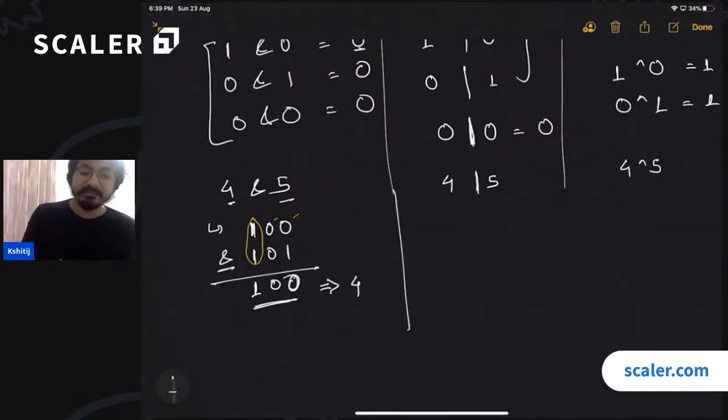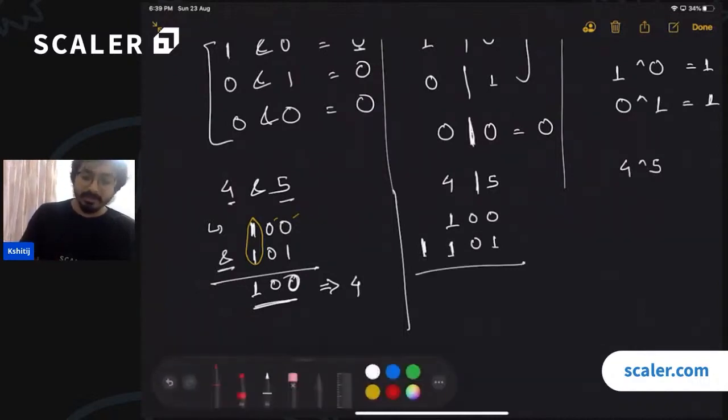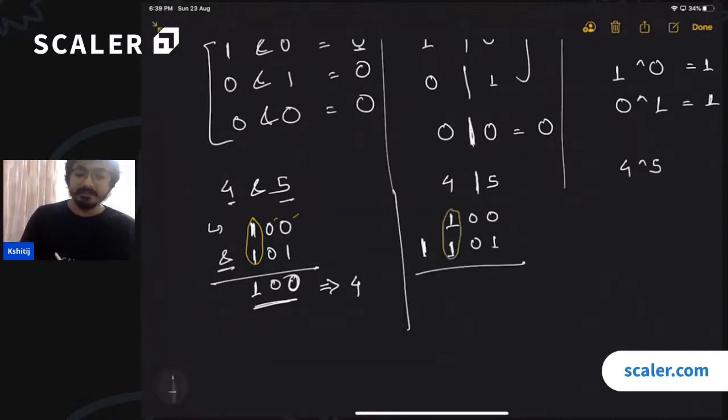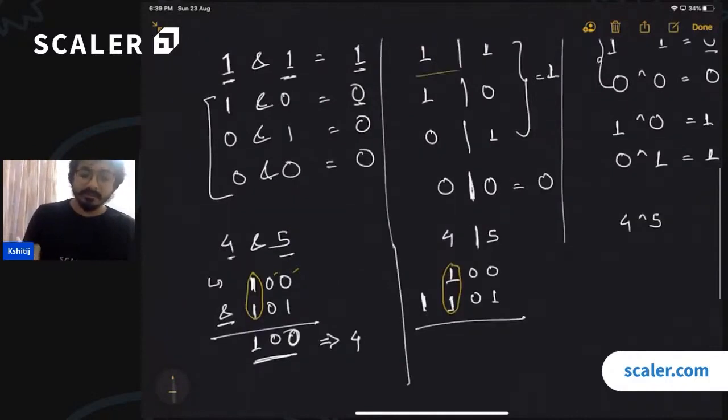Okay. Similarly, if I have to calculate 4 OR 5, I will just convert 4 to binary, and similarly convert 5 to binary as well, and then we do the bitwise OR. Okay, so now here we can see that this is going to be 1 because 1 OR 1 is 1. 0 OR 1 is also 1. So both of these two are going to return a set bit. 0 OR 0 is 0.